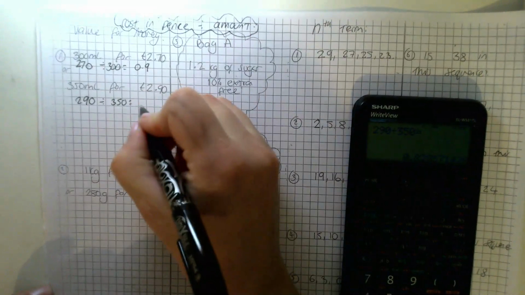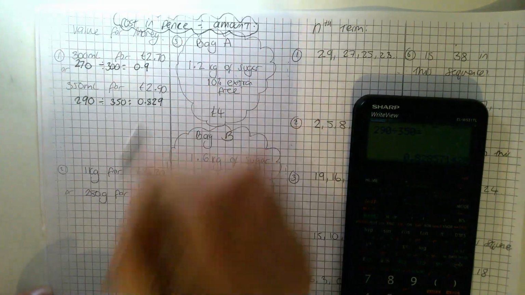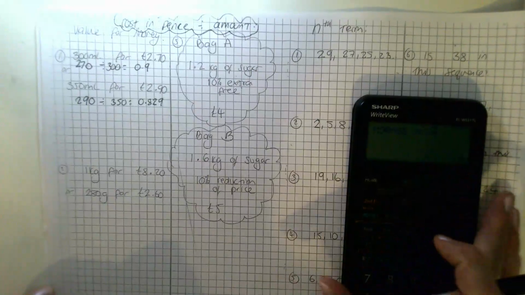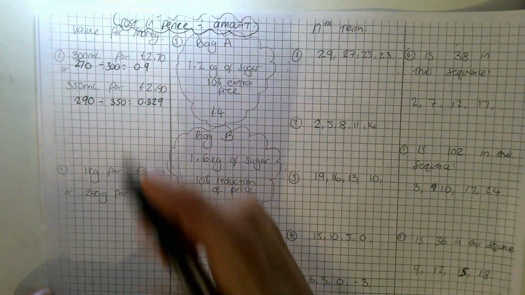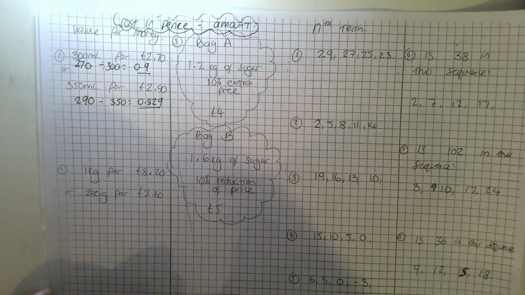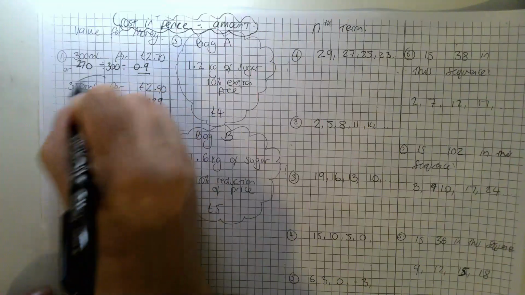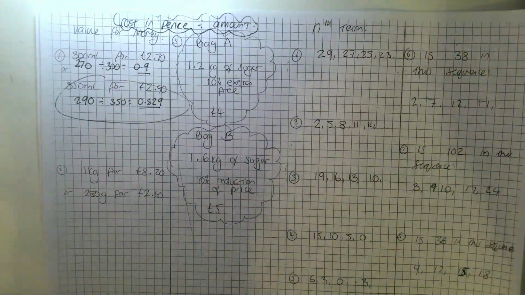And that's going to get us 0.829. Now that tells you how much it costs for 1 milliliter, essentially. And you can compare the cost. Which one is cheaper? The one that is less is the cheaper one. So this one here is better value for money.